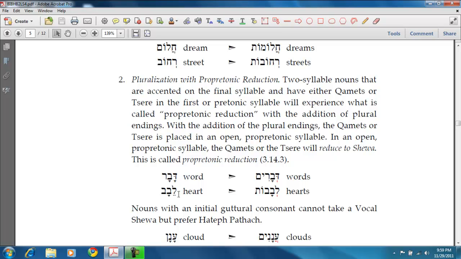Same thing with levav. Levav becomes levavot. The tsere reduces to a shva under the lamed when you add the other syllable, this feminine plural ending, onto heart. It becomes hearts. So basically, rule of thumb, the further away from the accented syllable, the shorter the vowel.